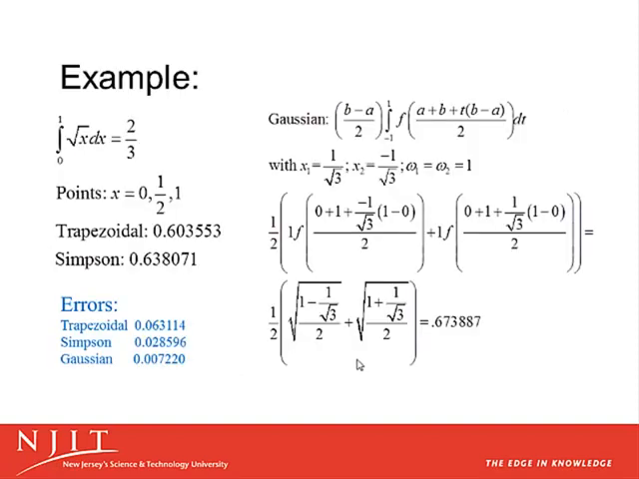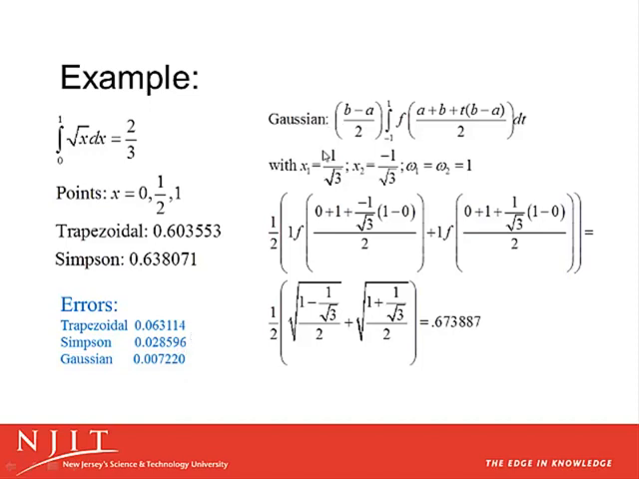Let's do an example. Consider the interval from 0 to 1, and we want to find the integral of square root of x dx, which is 2/3. If you use the points 0, 1/2, and 1, using the trapezoidal rule or Simpson's rule, you get these values. And trapezoidal rule has error about 0.06. Simpson's rule has about half that error, about 0.03.